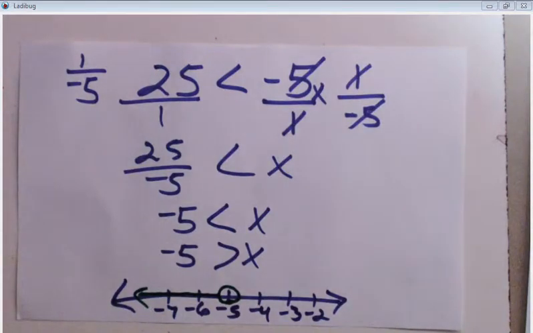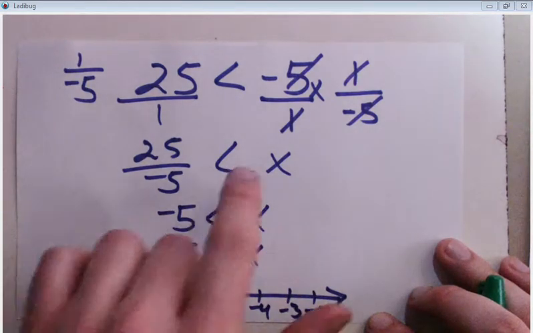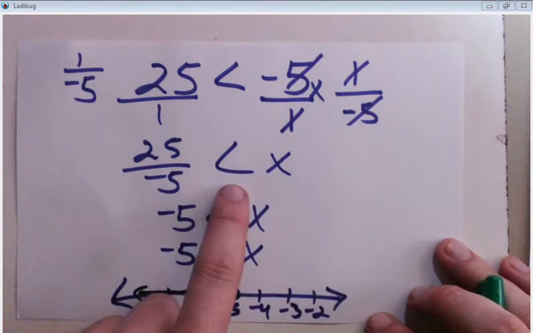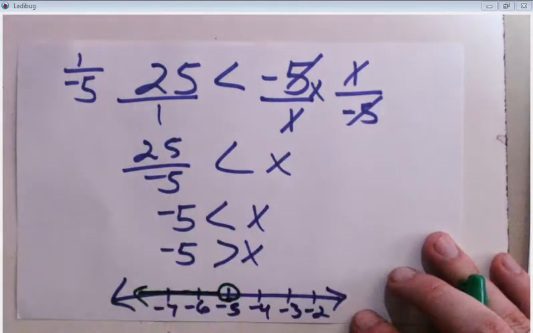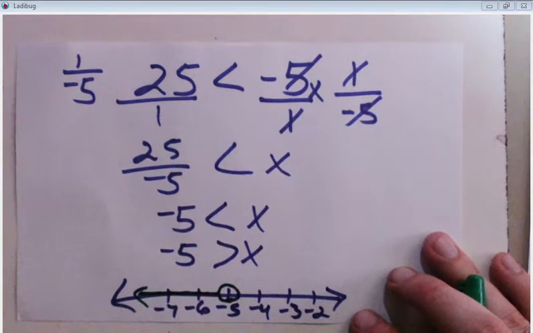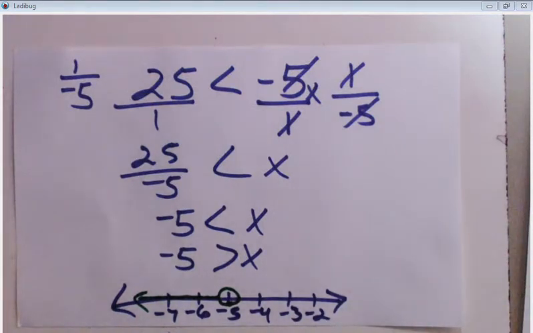Alright, here's another example for you. I've got 25 is less than negative 5x. So I multiply by my reciprocals, get down here, keep solving it. And since my reciprocal is a negative, I've got to flip my inequality at the very end. So go ahead and pause the video now and copy this example down as well.